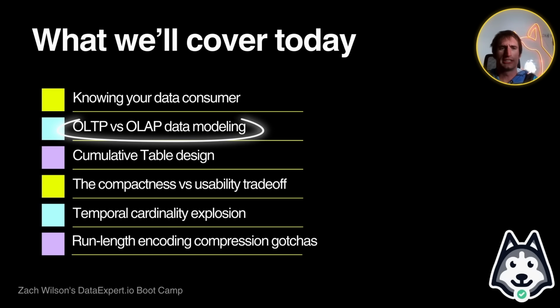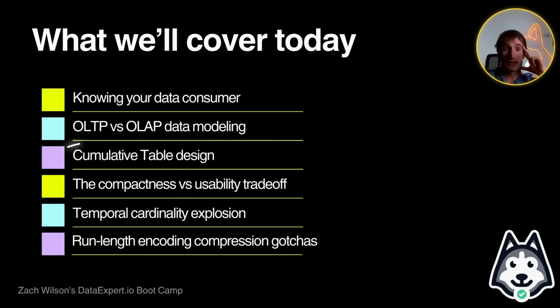We're also going to be covering OLTP versus OLAP data modeling. OLTP in this context stands for online transaction processing, and OLAP stands for online analytical processing. So these are two different ways that you can model dimensions, and they both have their pros and cons. A lot of times there are people who try to fit one with the other, and they have a bad time.